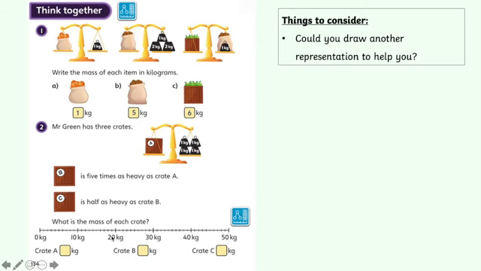So you've got a number line down here to help you, and you need to fill in crate A, B, and C. And have a think as well, could you draw another representation to help you? So click pause and have a go at that.